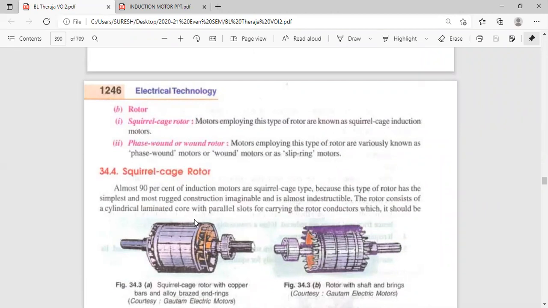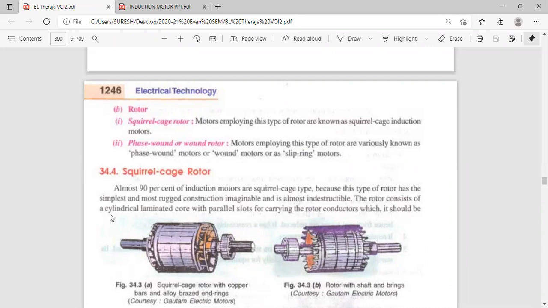What is the meaning of rugged construction? They are very strong. Rotor is very strong. Even if there are fluctuations in the rotor, it won't break. That's why in industries, almost maximum industries, they will use squirrel cage rotor only. Why? In industries, heavy equipment is there. Sometimes if you use the soft one, it will get damaged, rotor will be damaged. It is rugged, rugged means very strong. So 90% of industries will use squirrel cage only. They won't use slip ring. The reason is they are very strong.